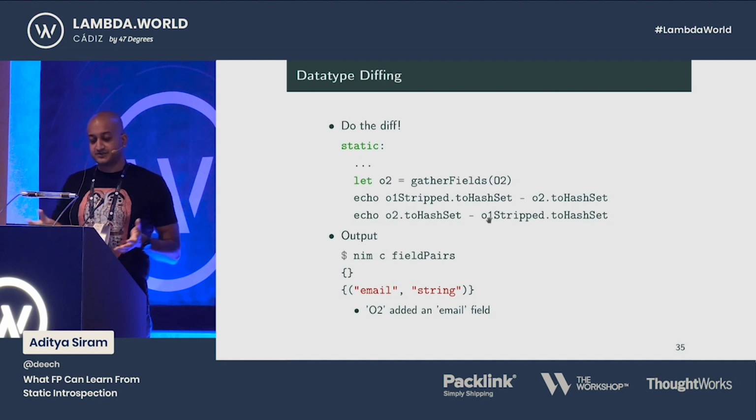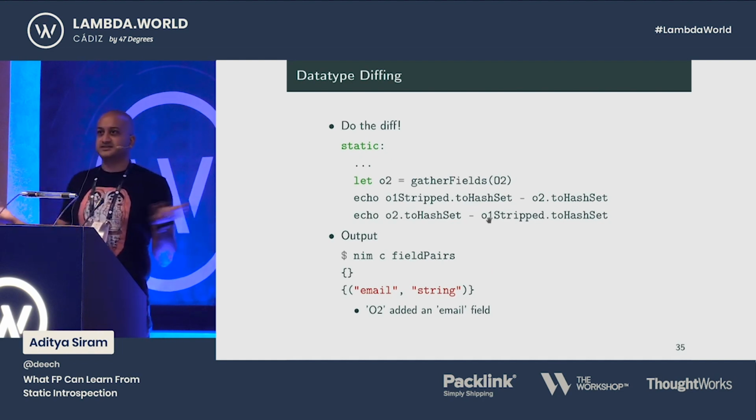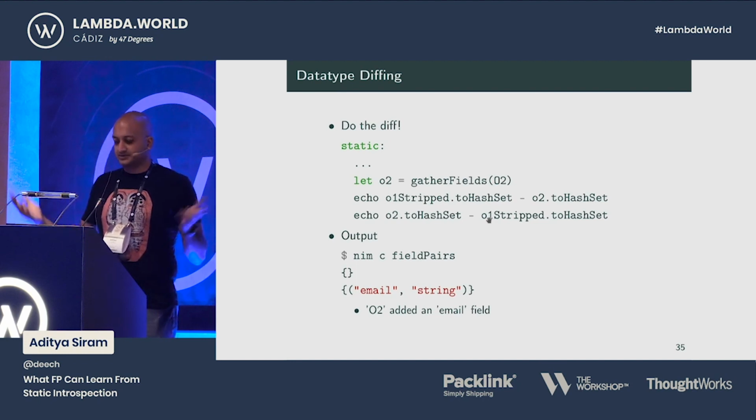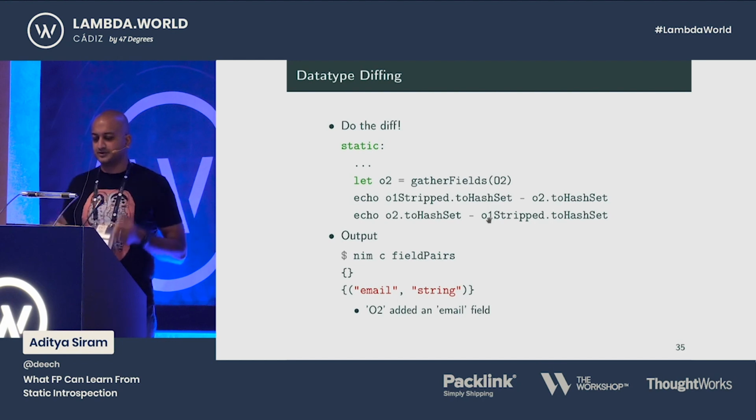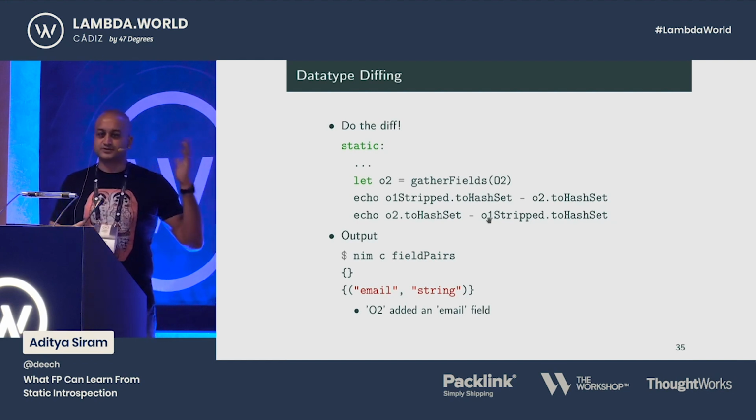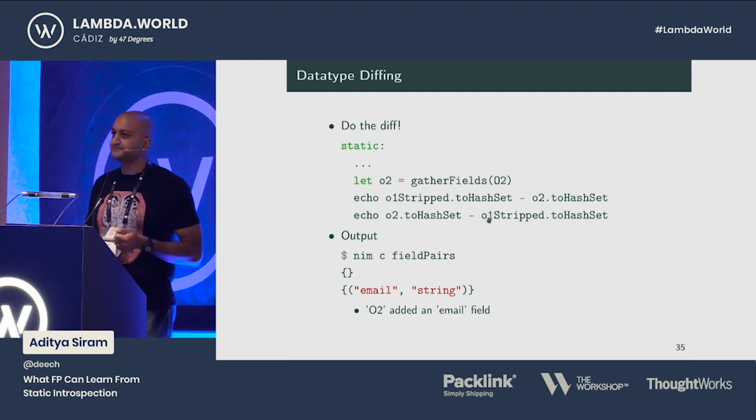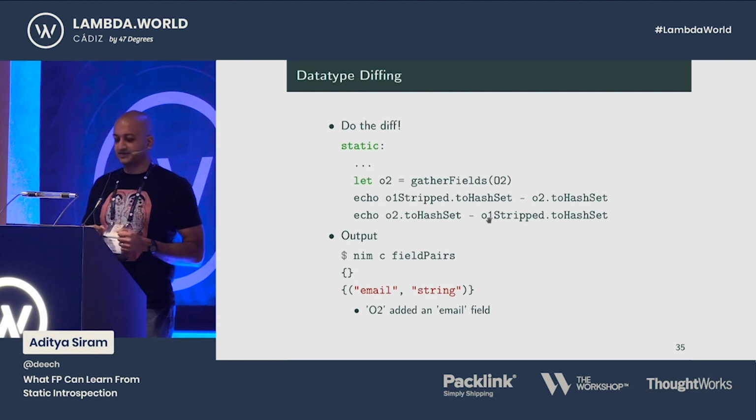And then we gather the fields from O2, and at this point, it's just a standard set diff. So you say, hey, what fields are in O2 that are not in O1? What fields of O1 are not in O2? And print that out for me. This is a standard set, part of the Nim standard library. This works both at compile time and at runtime. So when you print this out, what it's telling me is, hey, there's this new field called email of type string, and you need to deal with that.